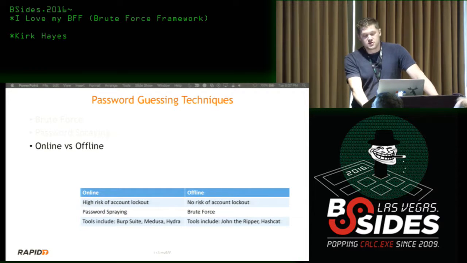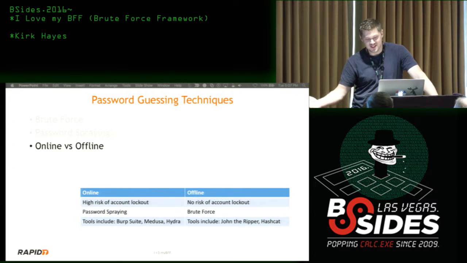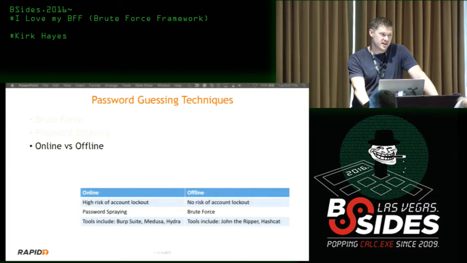Whereas offline, there's no risk of account lockout. But we need something for offline guessing. Anybody know what that is? Hashes. Right, so how do we get hashes? There's numerous ways. But once we get that hash, we can use brute force, whether it's a dictionary attack or pure brute force, trying every single combination possible. And there are some tools that we have to try those things. Like I said, we're going to focus on web applications, and so that's online. So we'll focus on password spraying for the most part.